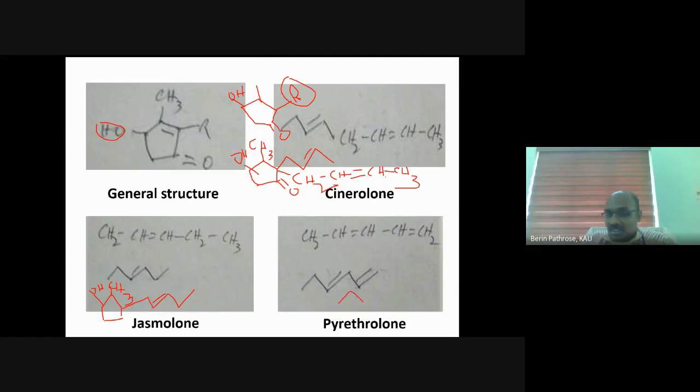CH2, CH, double bond, CH, then again CH, CH2. Here because we have a double bond over here, so it will be CH, CH2. So this is cinnarolone, jasmolone, and pyrothrolone. I used to remember it in this one way.